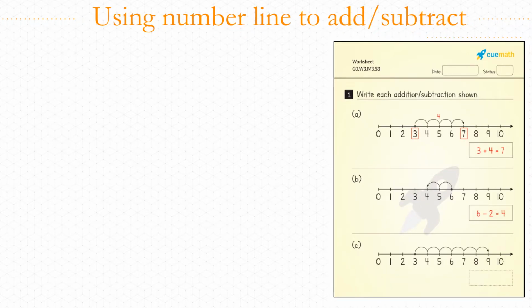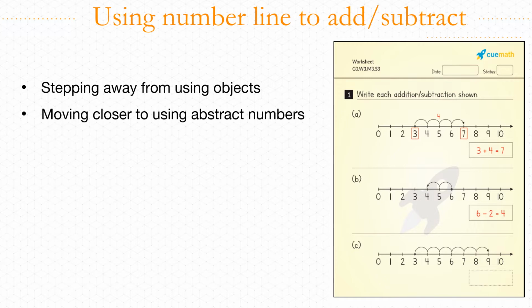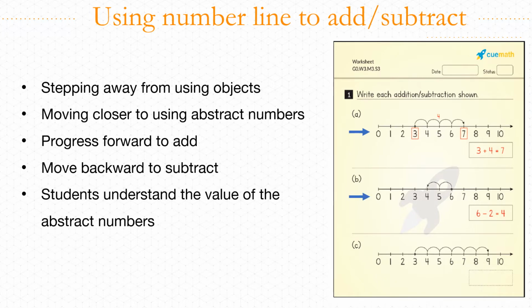Once children get comfortable with the visual models method, we move on to using number lines for adding and subtracting. This way, we move a step away from using objects and a step closer to using just abstract numbers. Here, children can actually progress forward to add and backward to subtract. They understand the value of these abstract numbers.